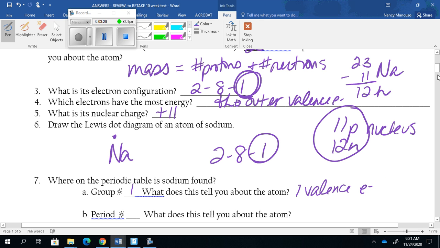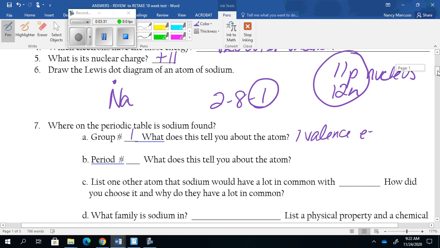And then period, it is in period 3. So I look over to the left and the rows across are the period. So I can see that it is in period 3. So that tells me it has 3 energy levels. So remember, those are the large shells that hold the electrons.